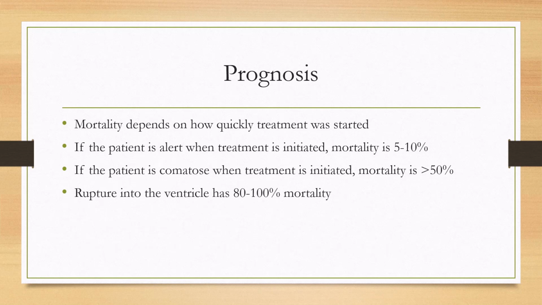So for prognosis, mortality highly depends on how quickly treatment was initiated. So if the patient is still alert when treatment starts, mortality is pretty low, typically 5 to 10%. However, if they've progressed to being comatose by the time that treatment started, then mortality is over half. And if there is a rupture of the abscess, especially into the ventricle, then the mortality can be near 100%.